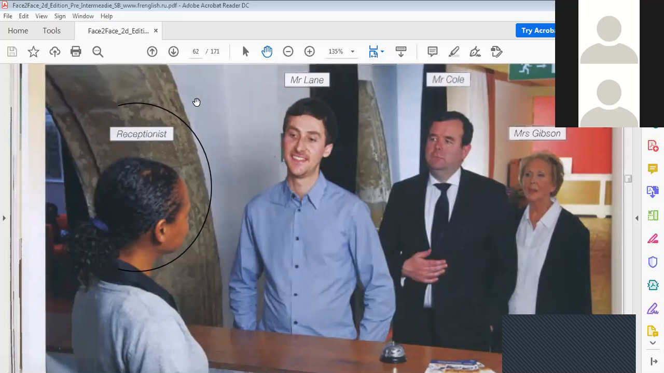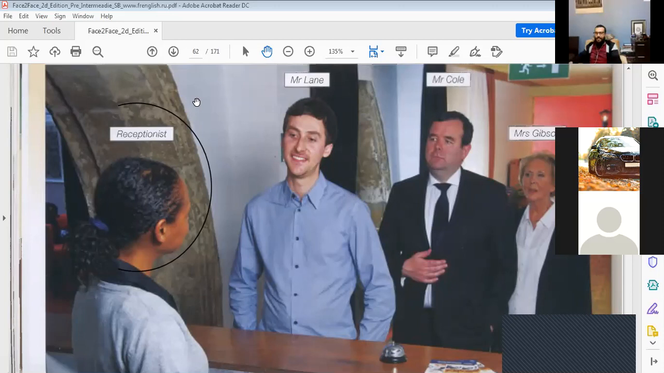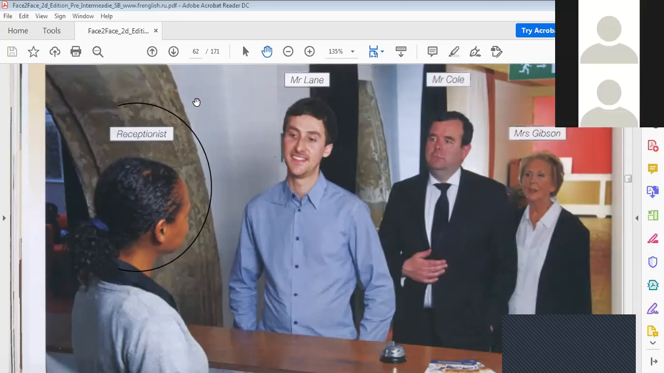Do you think there's going to be a new problem now? The shower. No, not hot yet. But they're going to fix it now, because the receptionist will send someone to fix the shower. So when Mr. Cole gets the room, the shower will be fixed, right? Yes, but after 2 p.m. Mr. Cole cannot go to the room before 2 p.m., right? Because Mrs. Gibson has to check out first.